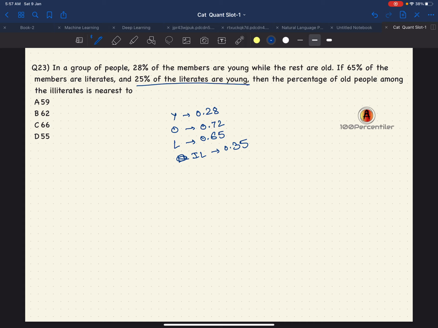25% of the literates are young. So young and literates is 25% of literates, which means 0.65 divided by 4. This is 0.1625.